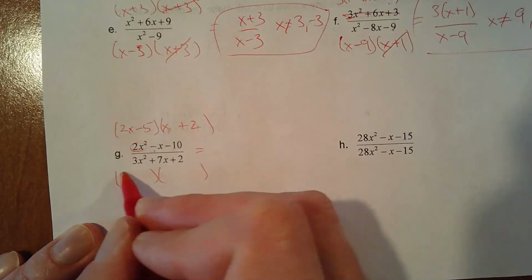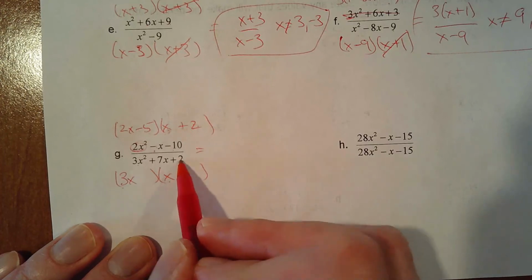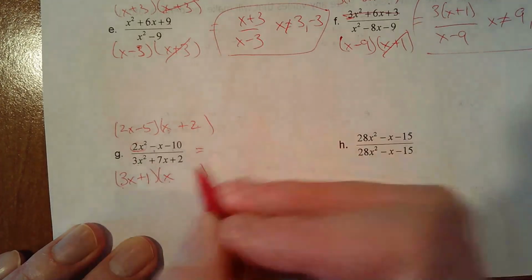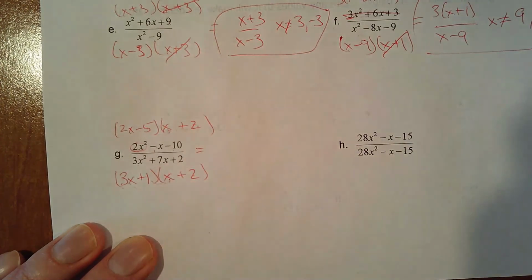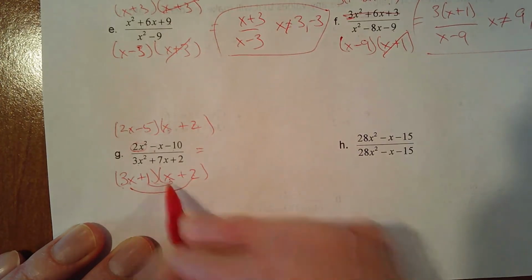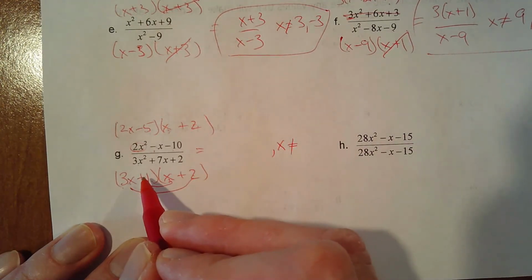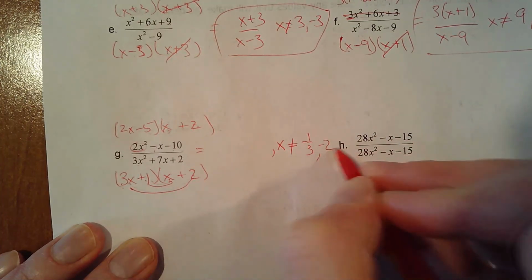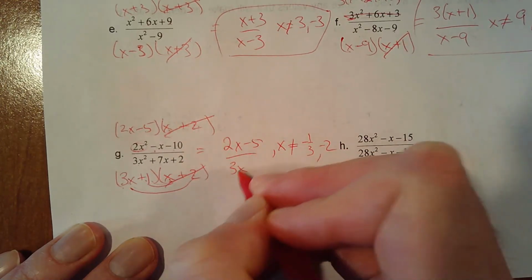Bottom. Again, 3x and x make 3x squared. Product is 2, so it's like 1 and 2 or 2 and 1. And I just put them both down and see which one works. I've already worked these out, so I'm cheating a little bit here, but this is 6x plus 1x equals 7x. That's how I knew. Now x cannot equal negative 1/3, nor can it equal negative 2. Cancel these out. I got 2x minus 5 over 3x plus 1.